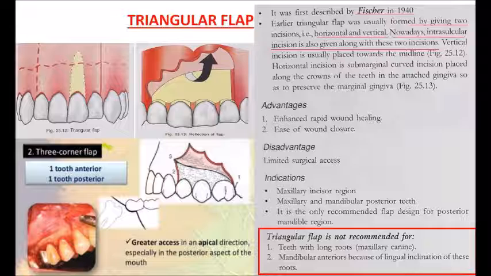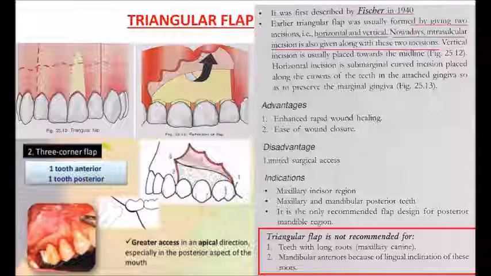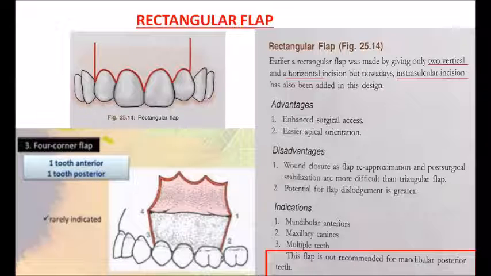Okay, so greater access in an apical direction, especially in the posterior aspect of the mouth, can be obtained using this flap. Second flap design is the rectangular flap. As you can see, the name itself says that it is rectangular in shape. This is obtained by giving 2 vertical incisions and 1 horizontal incision. Nowadays the intrasulcular incision is also added in this design. Previously it was the triangular flap, where there is only 1 vertical and 1 horizontal incision.